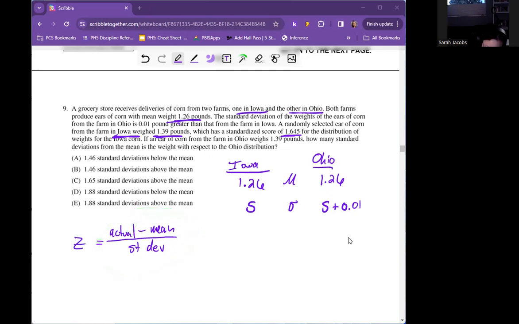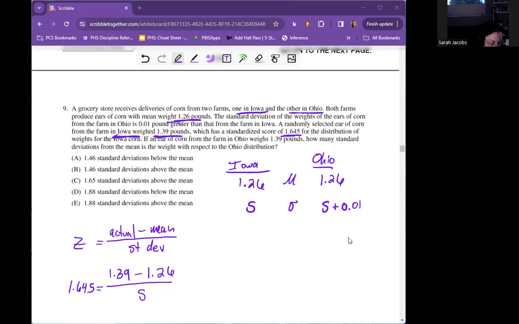So 1.39 pounds, so that's our actual. 1.39 pounds is our actual. The mean in Iowa and in Ohio, but specifically the mean in Iowa, is 1.26. And we don't know what the standard deviation is, so I'm going to use an S. We do know the standardized score is 1.645.